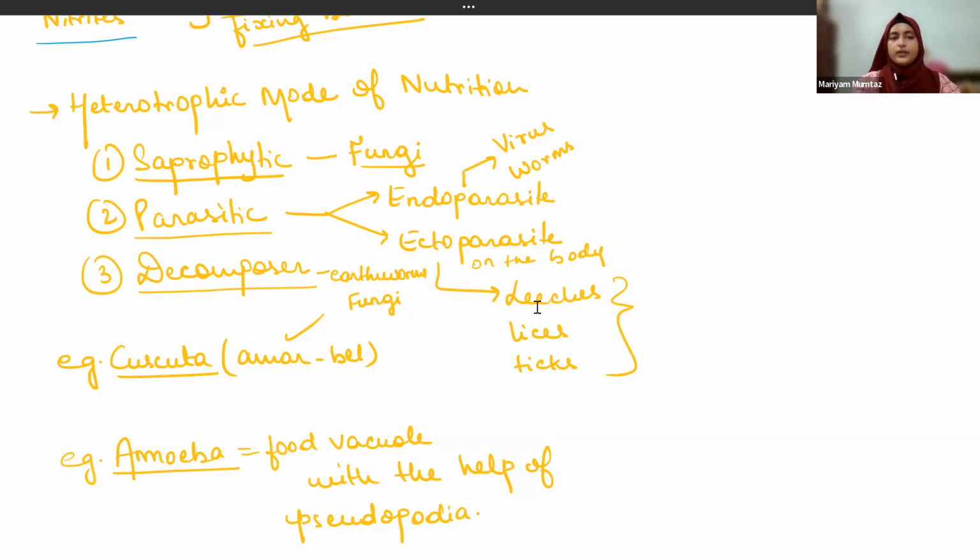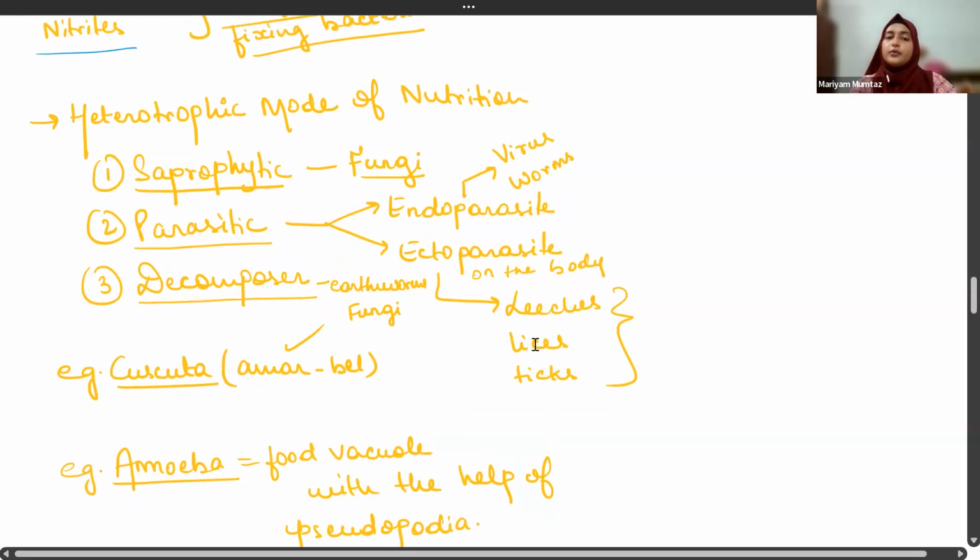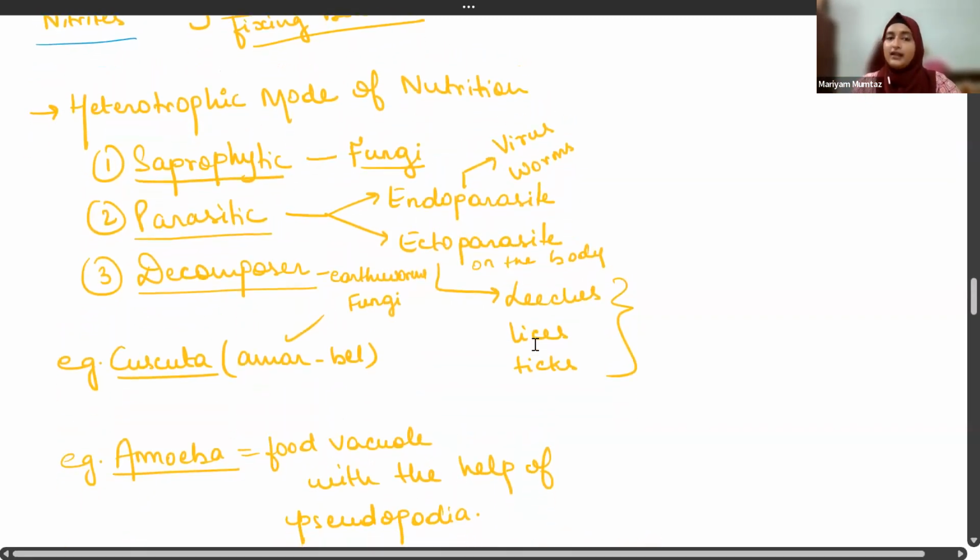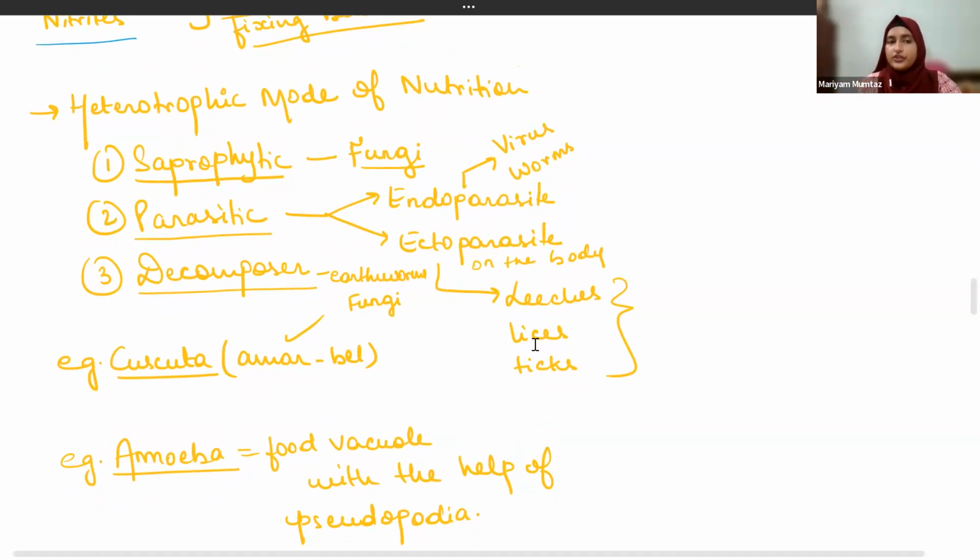Now see, heterotrophic mode of nutrition, apart from what I've told you, direct or indirect, there are three other modes of nutrition that come under the heterotrophic. The first one is saprophytic. It is exhibited by the fungi, wherein they get their nutrition from the dead and decaying parts that are present on the surface of the ground. The fungi are there to digest it and get their nutrition. So that is saprophytic.